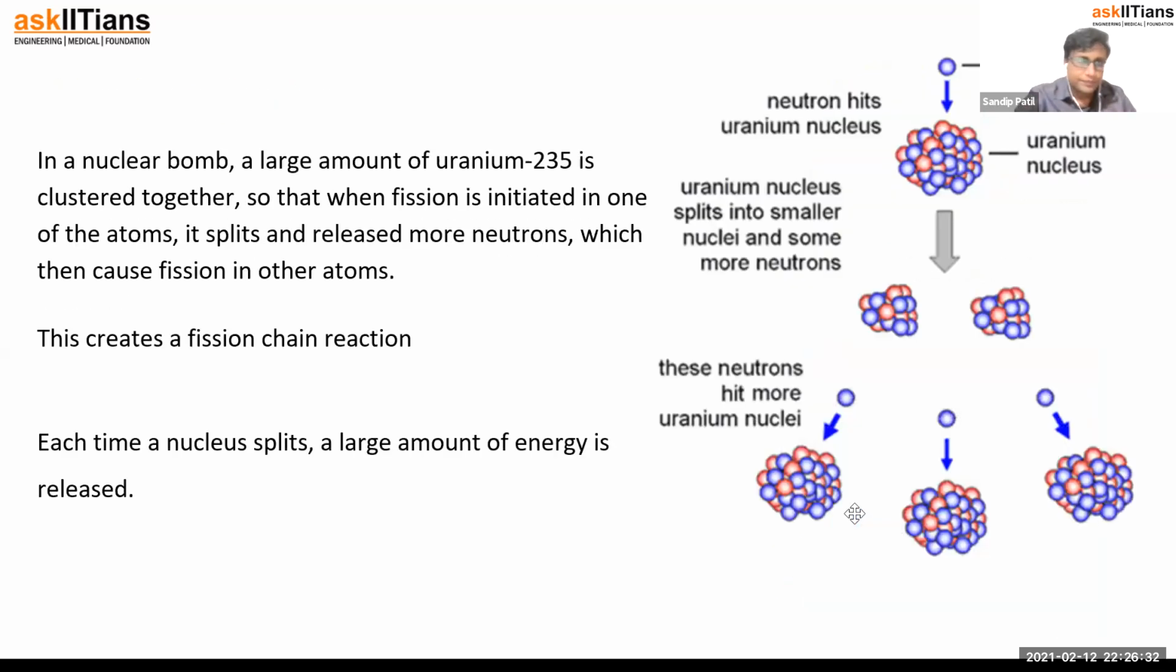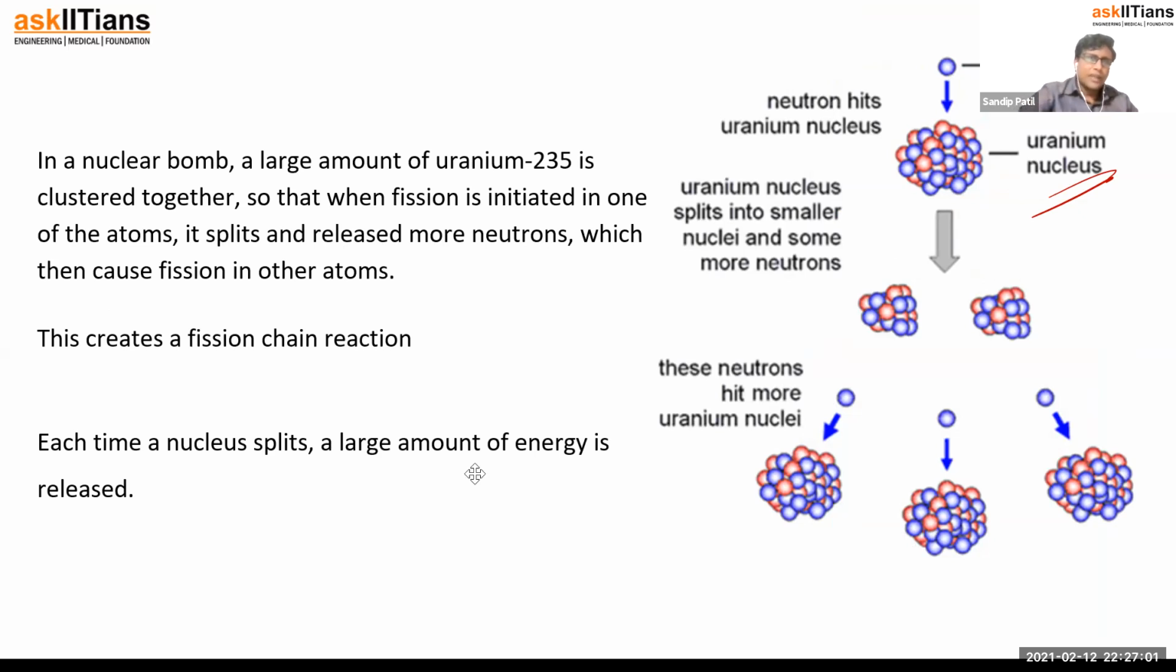Here you can see the uranium nucleus is there. What we have to do? Bombard it with a neutron, right? So this process is actually used in nuclear bombs, right? The nuclear bombs which were dropped on Hiroshima and Nagasaki. We know that part, right? That created a lot of energy. How did it create a lot of energy? Because there is a chain reaction, right?